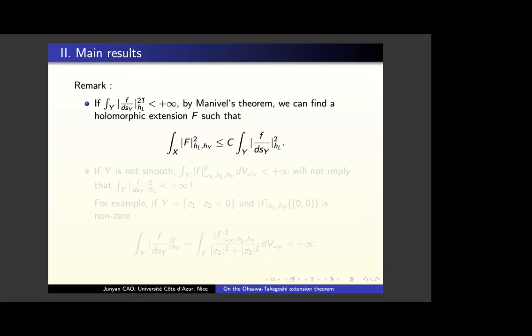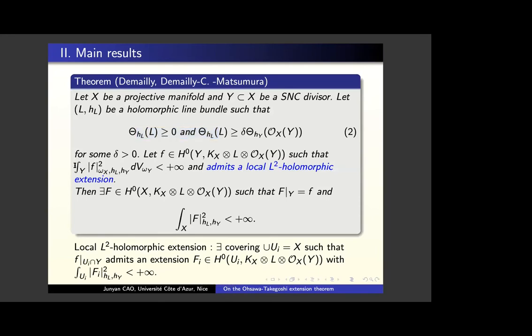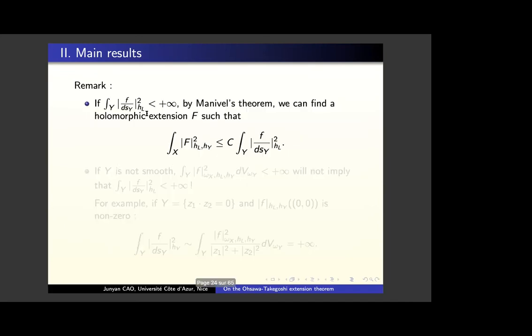As I have explained before, in the case where Y is simple normal crossing, if this L2 norm is bounded, then by the Ohsawa-Takegoshi theorem, we can also find a holomorphic extension with a control on its L2 norm. But this L2 condition is very natural in algebraic geometry, while the finiteness of this L2 norm could not imply the finiteness of this one. For applications, the assumption of this condition is quite restrictive.